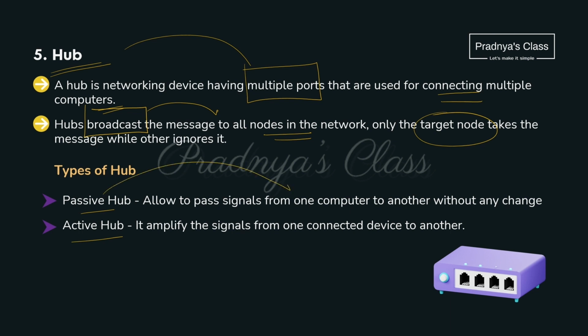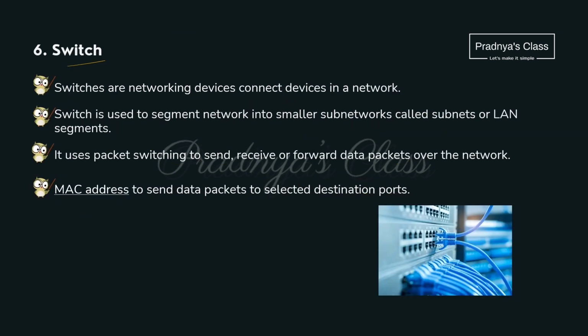Passive hub will allow a signal to pass from one computer to another, but there will be no change in the signal. Whereas in case of active hub, it amplifies the signals. The next important network device is switch. It is just like hub, but it is called a smart hub. Obviously, it is used to connect devices over a network.